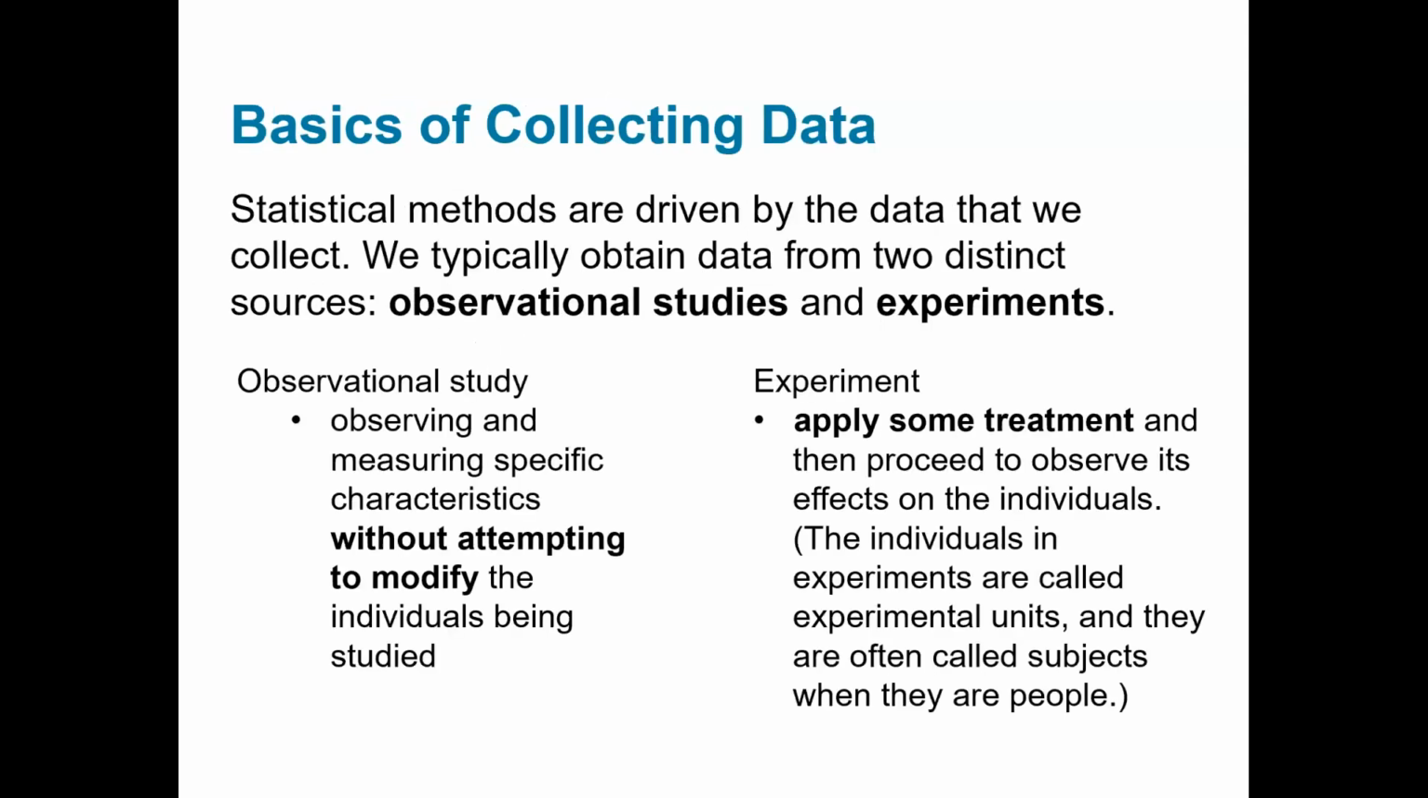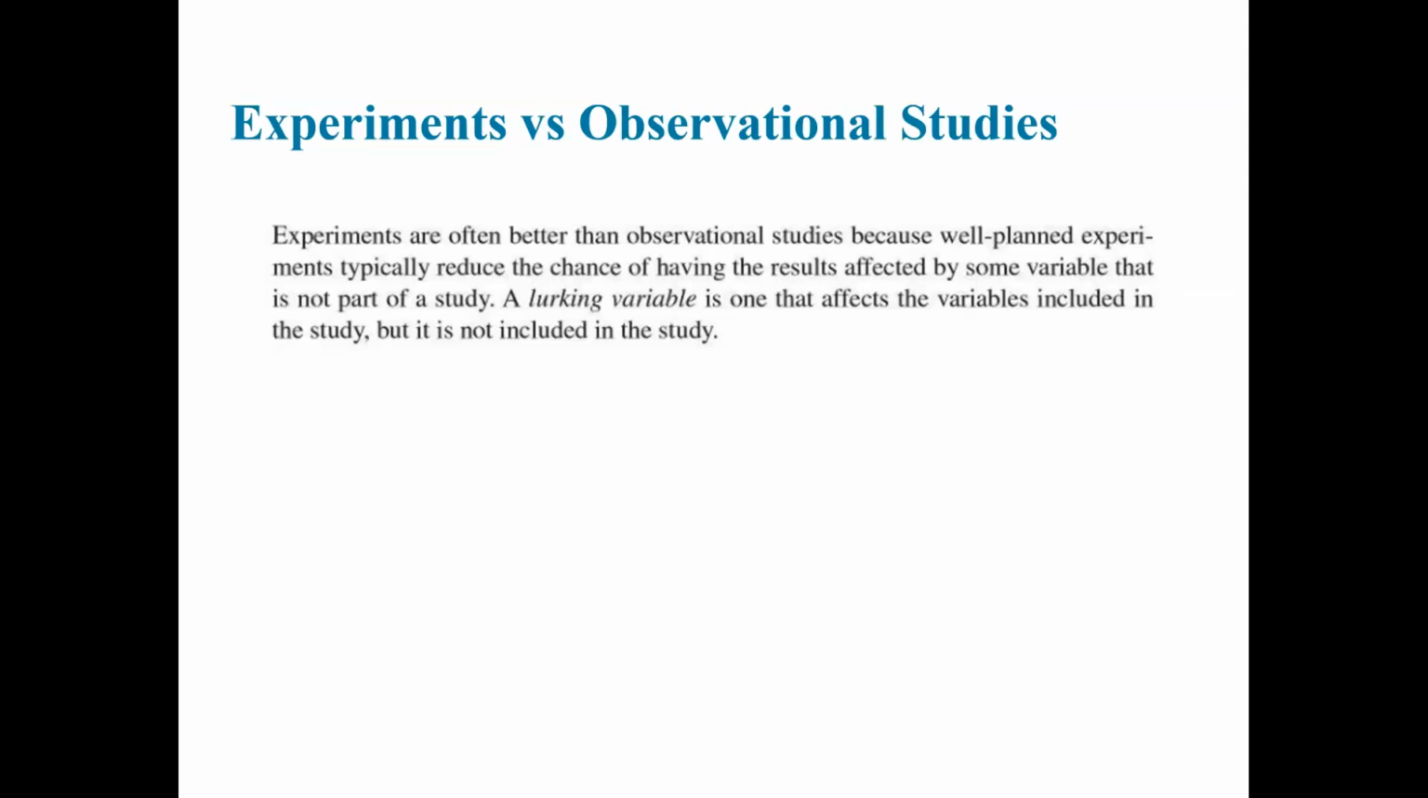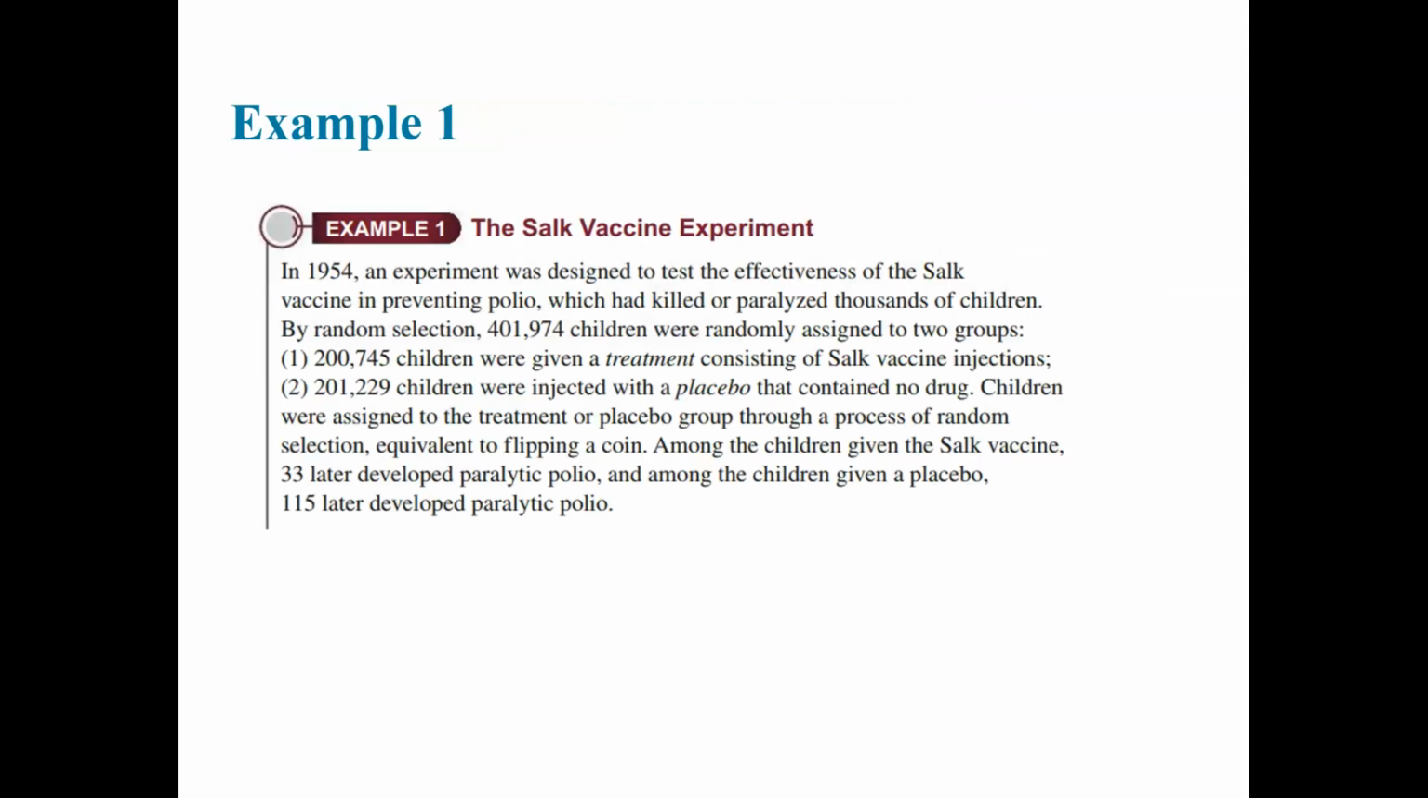So the basics of collecting data: we can have an observational study or an experiment. An observational study measures characteristics without attempting to modify, whereas an experiment is going to apply some sort of treatment. In general, experiments are often better than observational studies. So let's take a look at this experiment here.